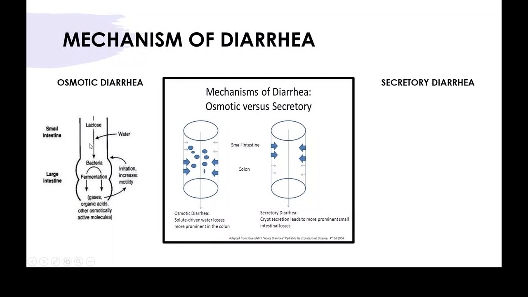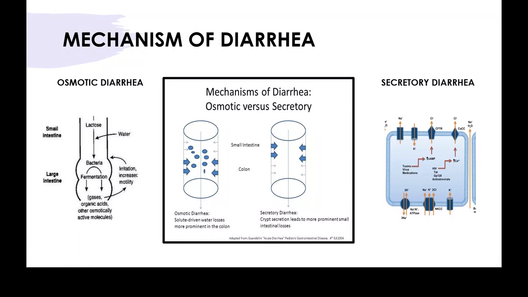Similarly, bacteria will act on the lactose and ferment it, so there will be production of gases and more osmotically active molecules. So again, there will be water leakage. This is the mechanism of osmotic diarrhea.